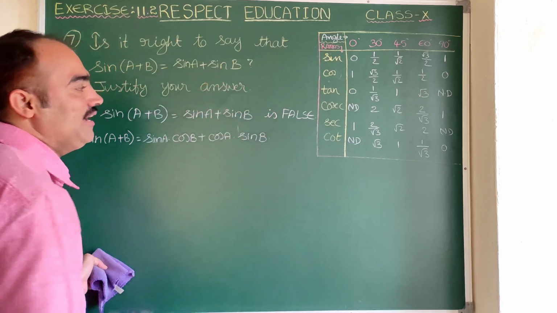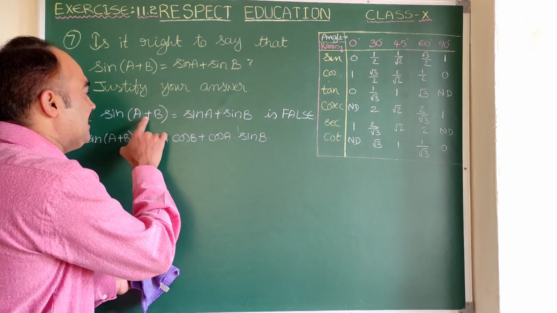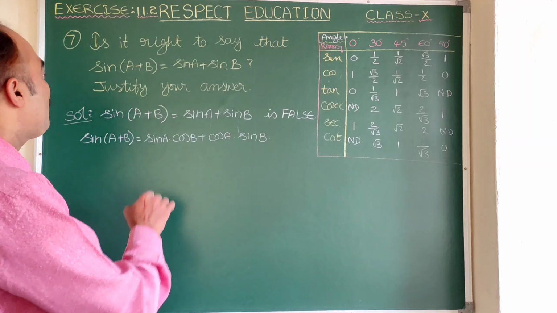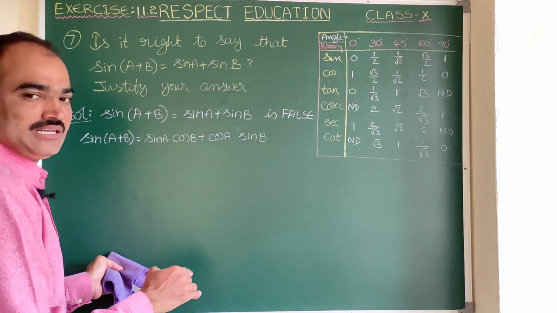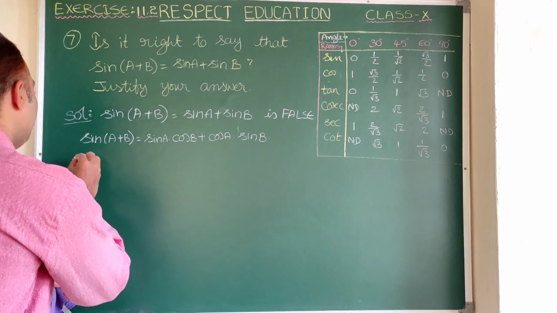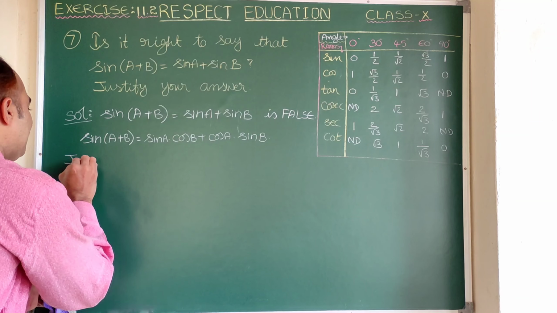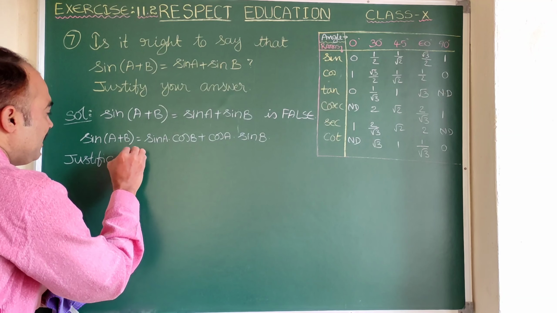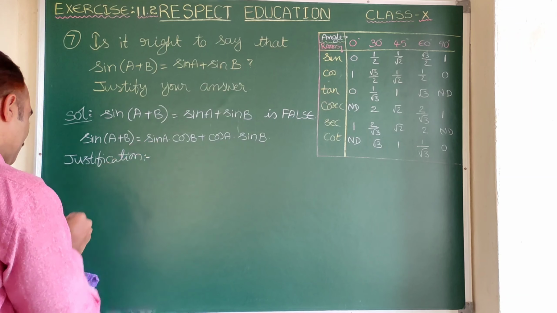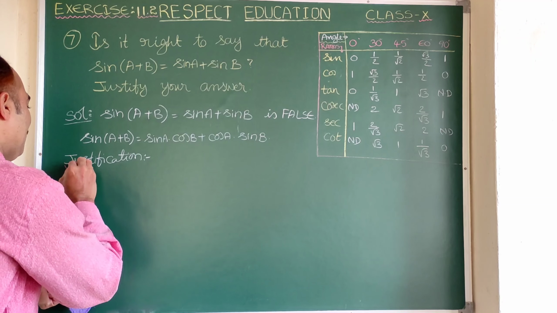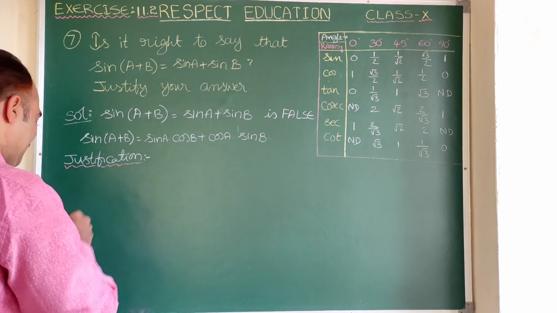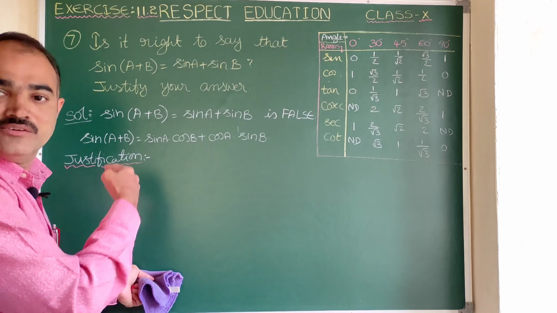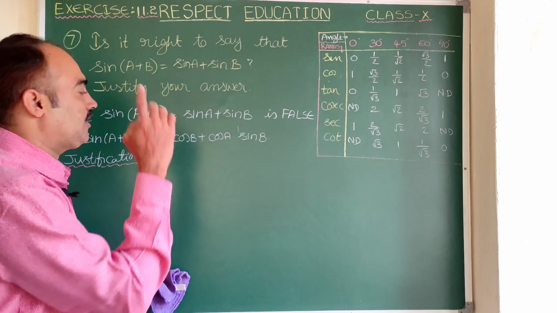It is not simply sine A plus sine B. It is not that simple. Is it clear? Yes. Now here we are going to give justification for your answer. How to give justification? By taking some examples. Let us substitute some values and check whether the LHS part is equal to the RHS part or not.